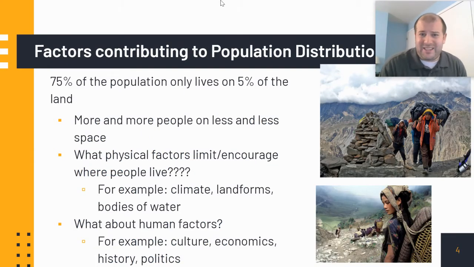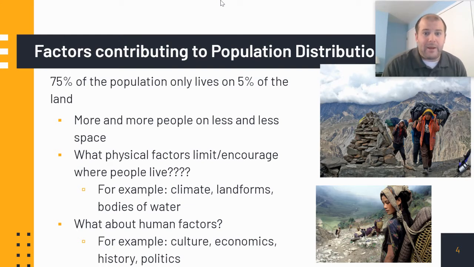Here's an interesting stat. 75% of the global population lives on just 5% of the land on the Earth. That suggests that there's a lot of this planet that isn't suitable for widespread human habitation. Now, if we consider that the population of the world is growing, that means in the future, there will be more and more people on less and less land.